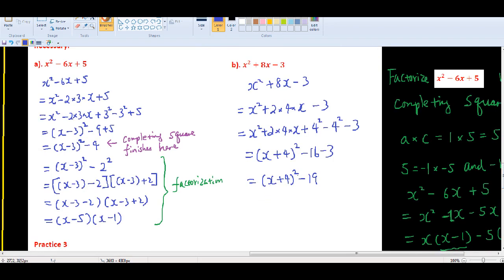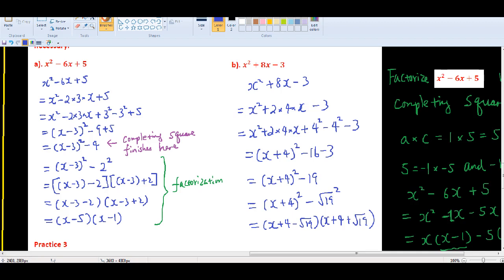Okay, x plus 4 square minus 19. Okay, what do we get? So if you're just doing completing square, that's the end of it, but you need to do the factorization. So 19 is not a square number, but we understand that we can always use the short form. If it is not a square number, you can use the short form, and you could always do things like this. Okay, then that's done.